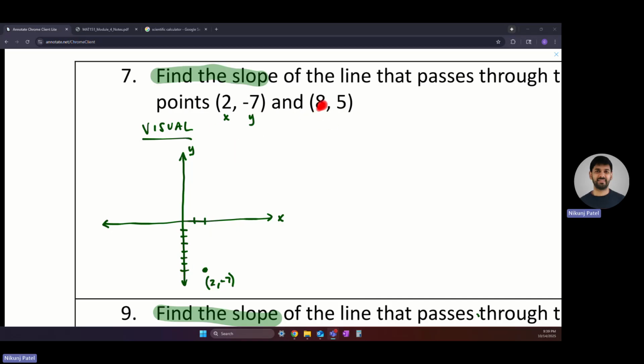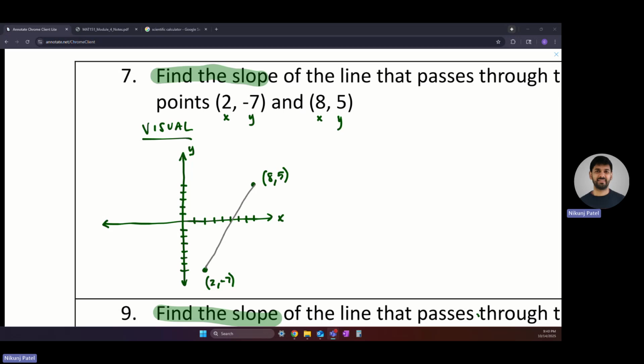Then you got 8, 5. So 8 would be lined up with the x-axis, and 5 would be lined up with the y-axis. So we've already drawn 2 marks, so I'm going to draw a few more to get to 8. So 3, 4, 5, 6, 7, 8. And now on the y-axis, it's +5, so we need to go 1, 2, 3, 4, 5 upwards. So there's 8, 5.